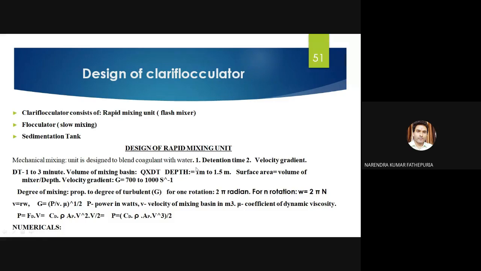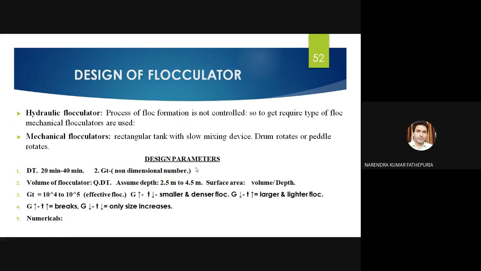What should be the flow velocity? What should be the settling velocity? What should be the surface overflow rate? What should be the detention time? These are all the things we did last time. This is the design of the clariflocculator, the design of the flocculator. These are the design parameters that you have to take as standard design parameters. So the detention time you have to take as 20 minutes to 40 minutes, and all those things, right?